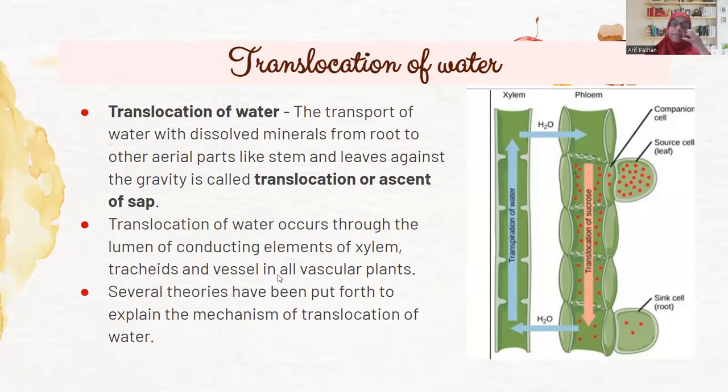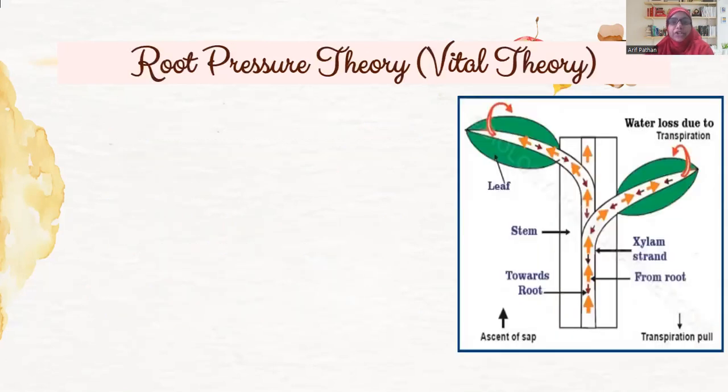Several theories have been put forth to explain this mechanism, how the water is transported, translocated. Different theories have different understanding, different explanation that this is the way the water is translocated, or that's the way the water translocation, and every theory has its own pluses and minuses, so that also we will be considering. So the first theory is the root pressure theory. Another name is vital theory.